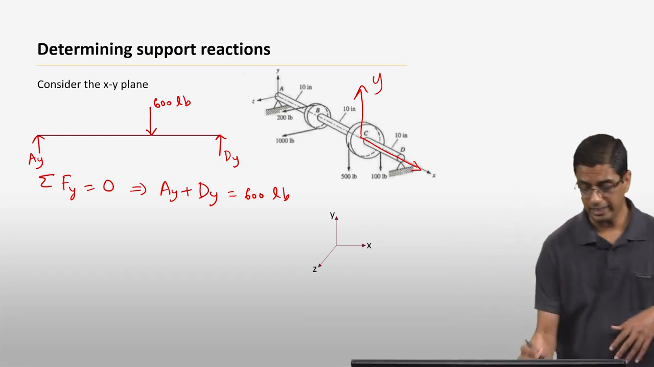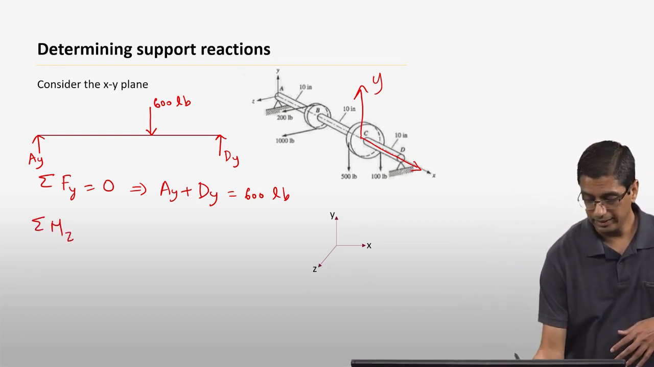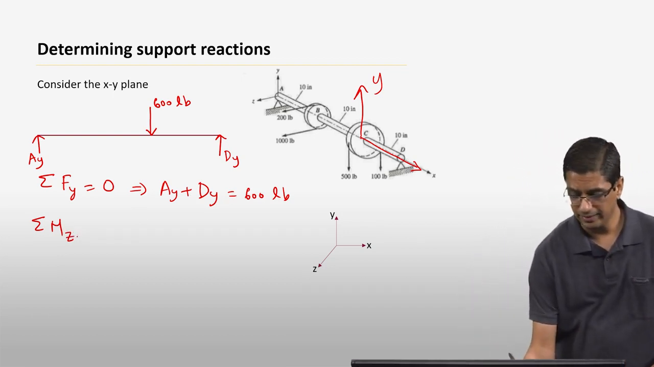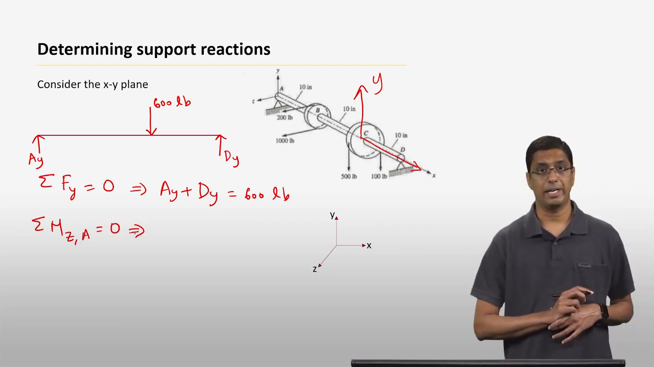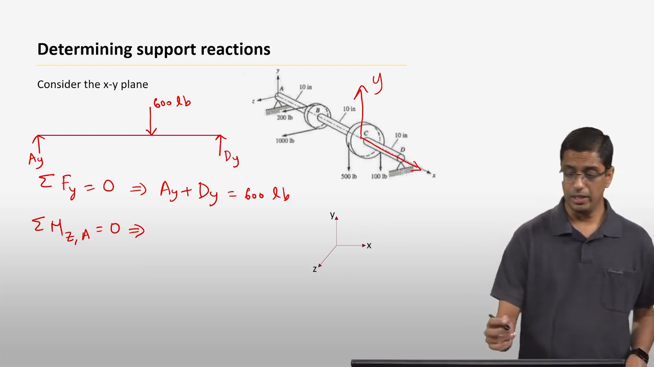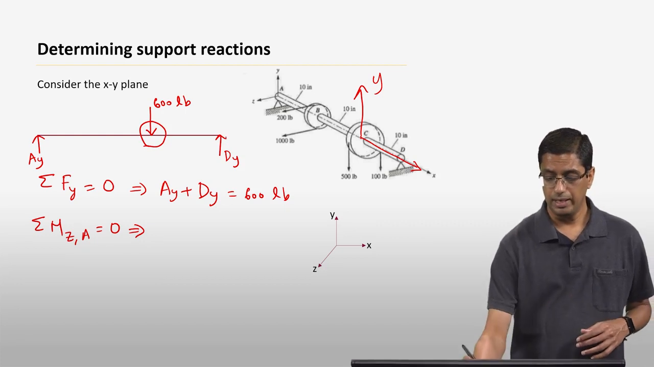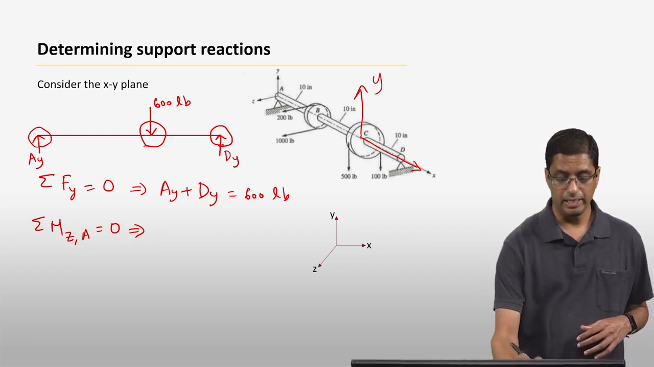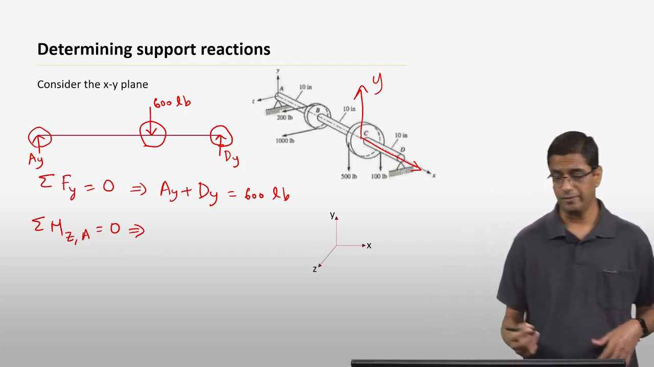Now we can do moment equilibrium. We can say the moment along the z direction, and we can take the moment about any particular point that you want. So we'll just say that we are taking the moment about point A, that is equal to 0. In the moment equation, you're going to have a moment due to the 600 pound force, and a moment due to Dy. The moment due to Ay is equal to 0 because we are taking the moment about that particular point.